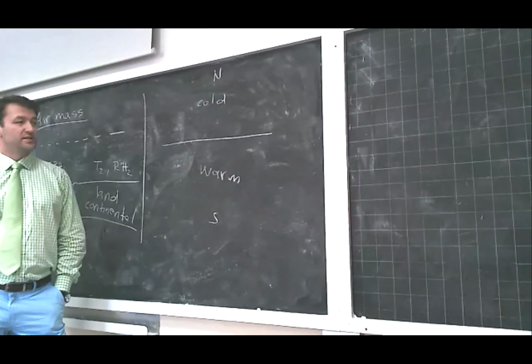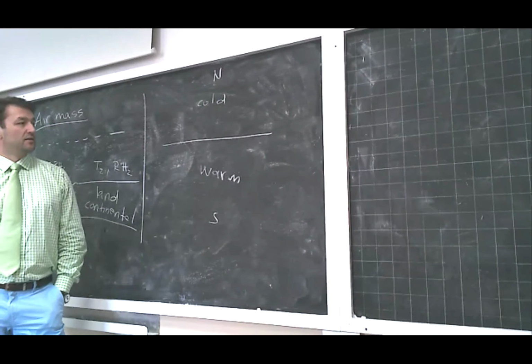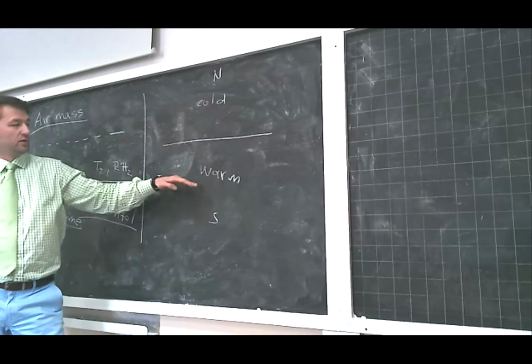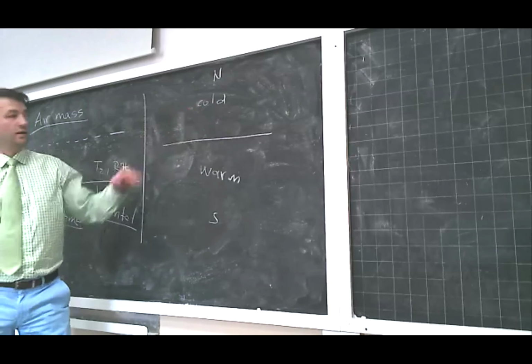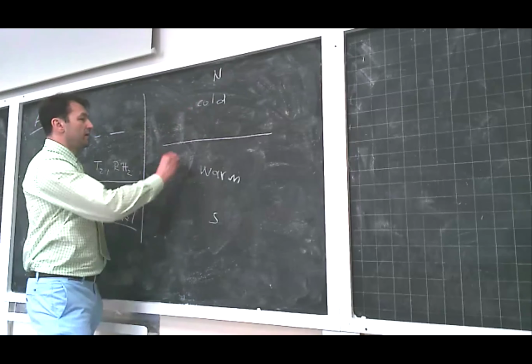Now, there are several types of atmospheric fronts. Type number one is when the front is not moving. That means cold air is not moving south, warm air is not moving north. These are called stationary fronts.